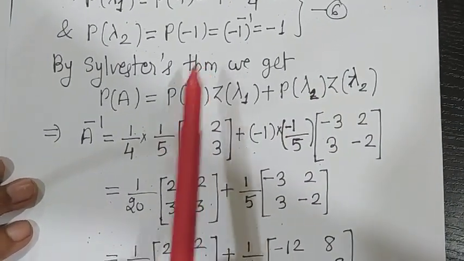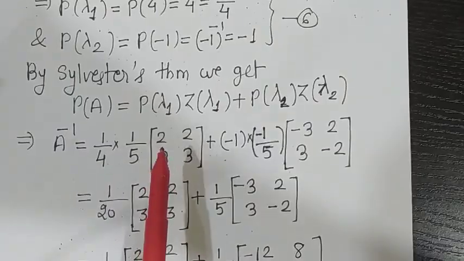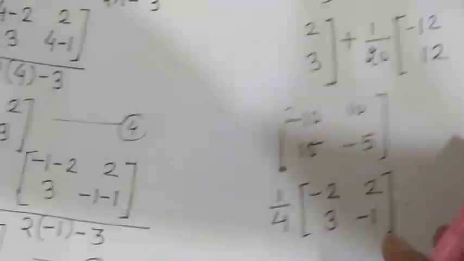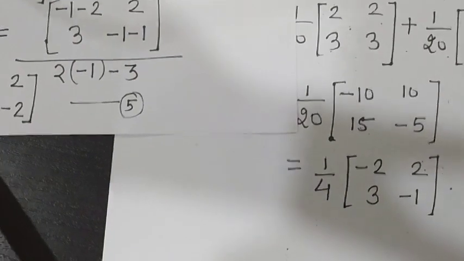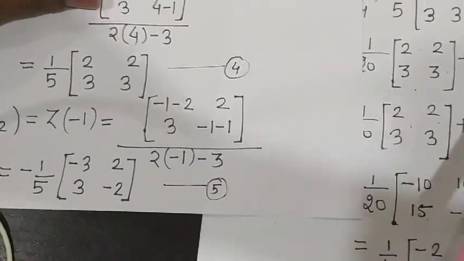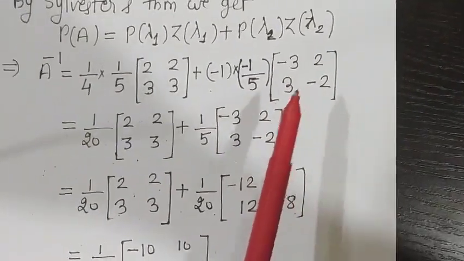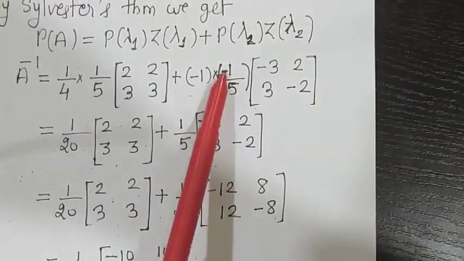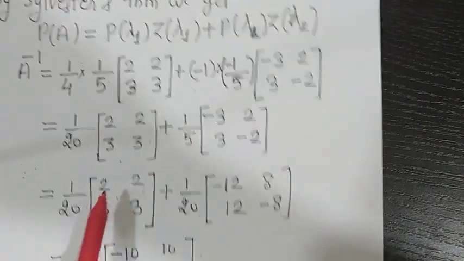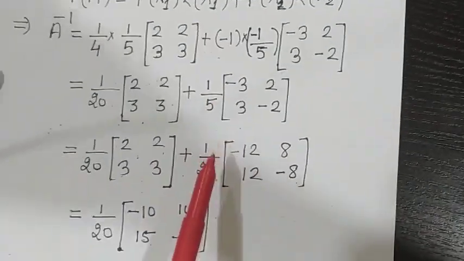Substitute P of lambda 1, 1 by 4, into Z of lambda 1, which is 1 by 4 times 2, 2, 3, 3. See here. Then P of lambda 2 is minus 1, Z of lambda 2 is minus 1 by 5 times minus 3, 2, 3, minus 2. Now 1 by 20 here. This becomes plus 1 by 5. Now let us make this also 1 by 20.